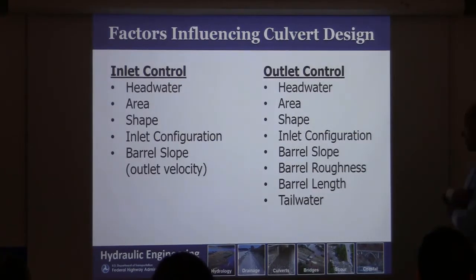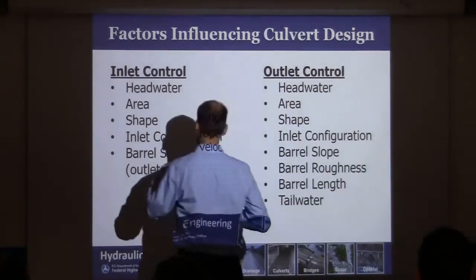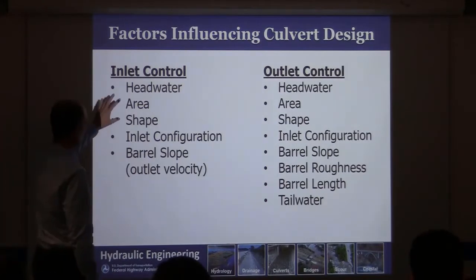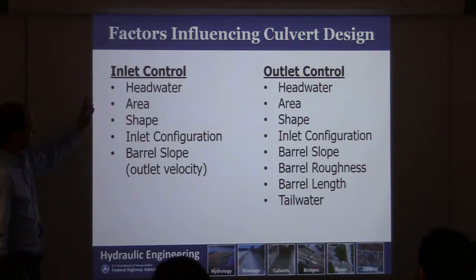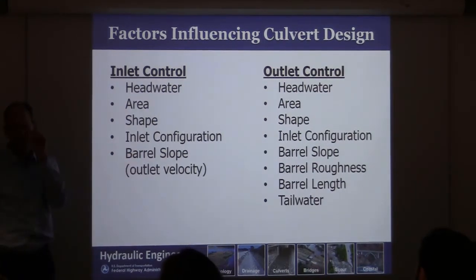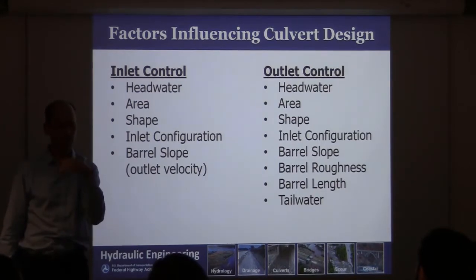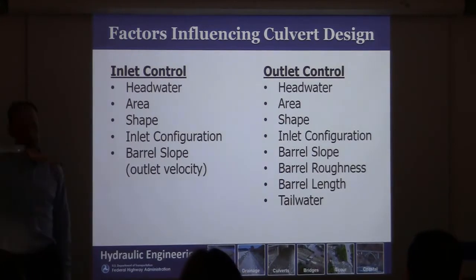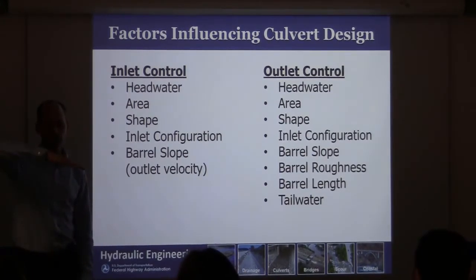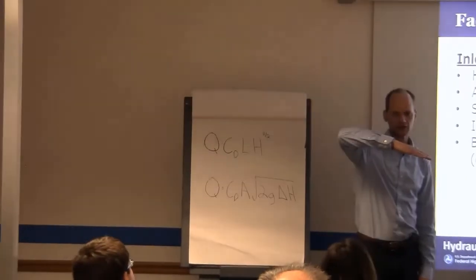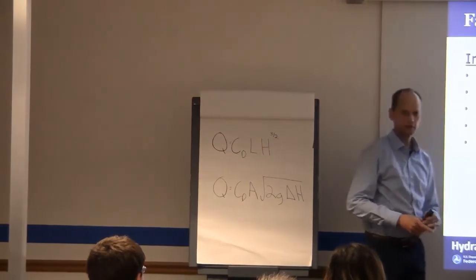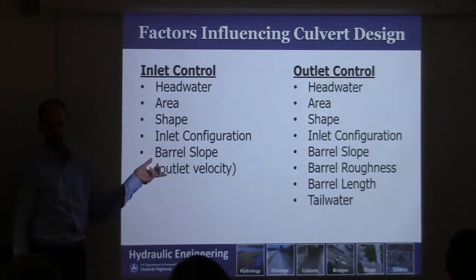All right. So once again, we'll hit the factors. In inlet control, it's the stuff at the inlet that matters. And so again, that's the headwater, the inlet area, shape, its configuration. The barrel slope doesn't really impact the headwater. It does a tiny little bit, and it's so tiny that we just neglect it. What it does impact is the outlet velocity. This is inlet controlled, it's greater than 1% slope, and has an outlet velocity that's less than this inlet control condition on the water slide. So the slope will impact the outlet velocity, which is also an important design consideration.